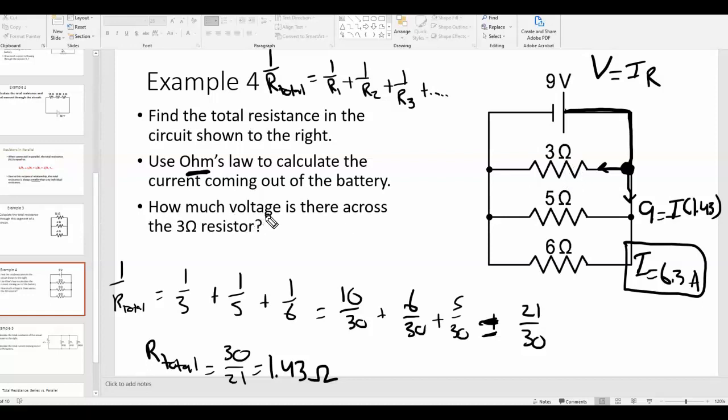Now the last question says how much voltage is there across the 3 ohm resistor. In a series circuit, the current is the same everywhere. In a parallel circuit, the voltage is the same everywhere. And so I can answer example 4 right away. The voltage is going to be 9 volts, because it's parallel, and if you look in your notes, it says this multiple times: in a parallel circuit, the voltage across each component is the same. So 9 volts, 9 volts, 9 volts, 9 volts. Just like in a series circuit, the current is the same everywhere, in a parallel circuit, the voltage is the same everywhere. Pause there if you need to look at that some more.